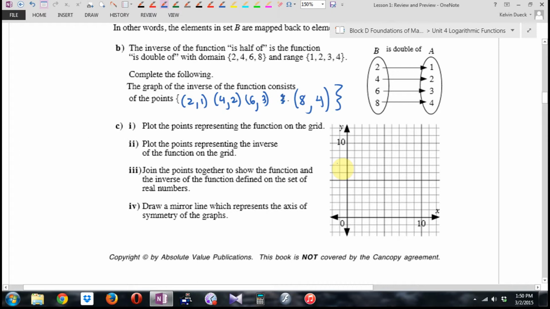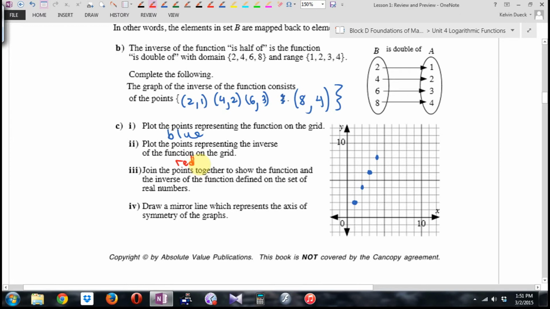It says, plot the points representing the function on the grid. So I'm going to change colors because I can. I'm going to plot the original function in blue. And the original function went through 1, 2, 2, 4, 3, 6, and 4, 8. I'm going to graph the inverse in red.